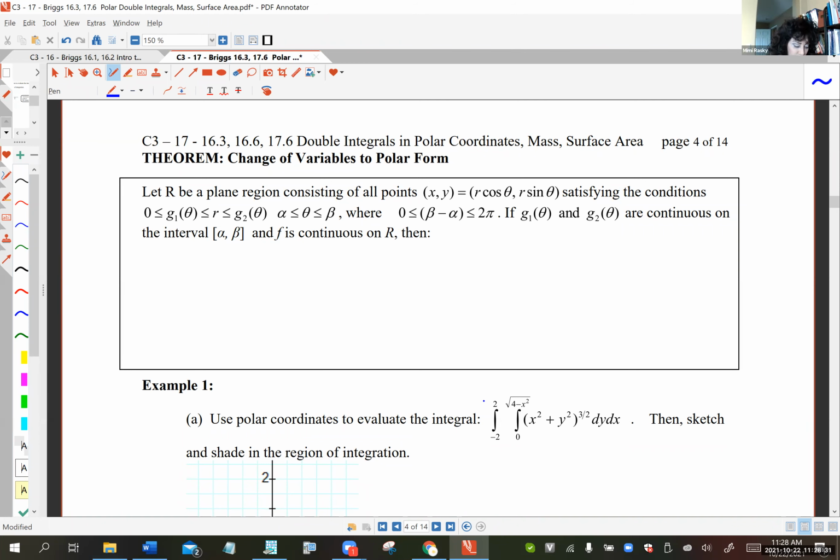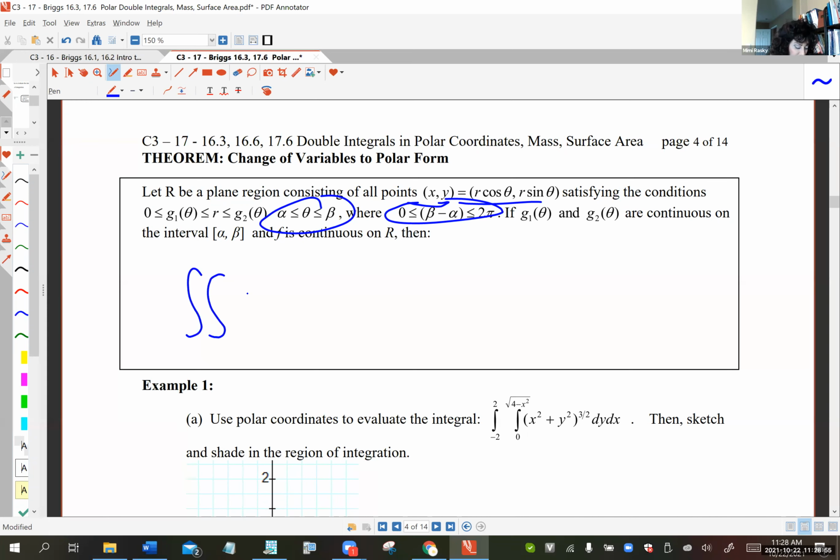Okay, so you're going to have a plane region consisting of some points, and you're going to have r go between, say, g1 of theta and g2 of theta, and those might be constants. And your angle is going to go between some range of angles, and you don't want that angle to exceed 2 pi typically. And then hopefully everything is continuous.